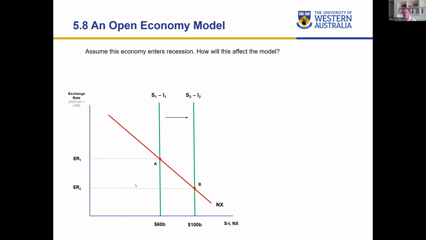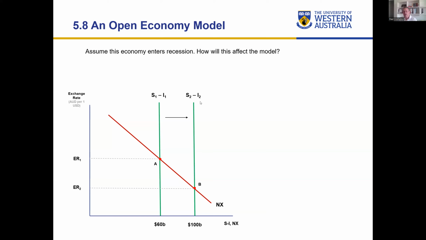Now, as the exchange rate falls, exports are going to increase and imports are going to go down. That's why when we move from A to B, there's also an increase in the level of net exports. So hopefully that makes sense.